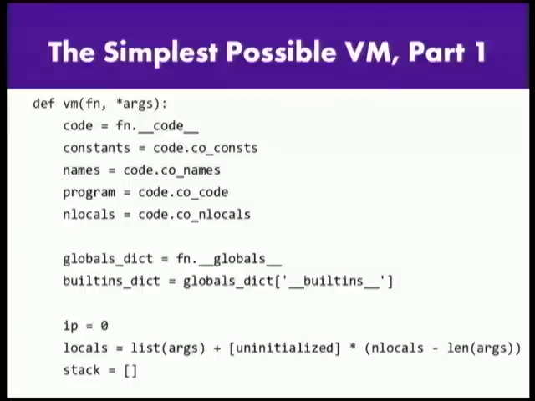I create an instruction pointer. I create a fast locals array, which is initialized to the arguments followed by the number of fast locals that I have, the local variables, which I set to a special uninitialized value so I can blow up if you don't initialize your local variables like Python does. And I create a stack, and a stack is just going to be a list. I'm going to append to it to push, and I'm going to pop off of it to pop.